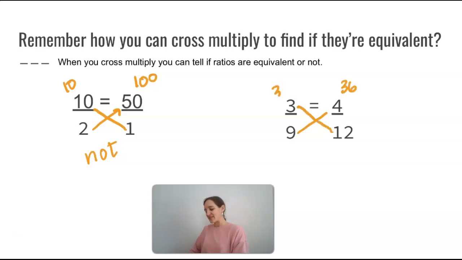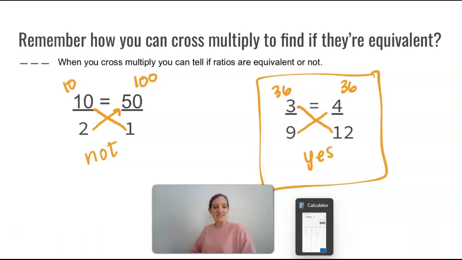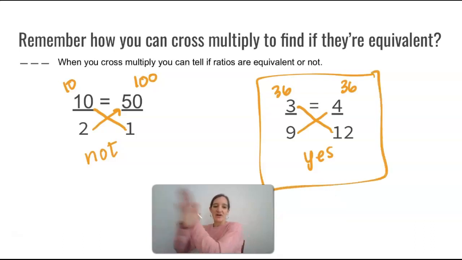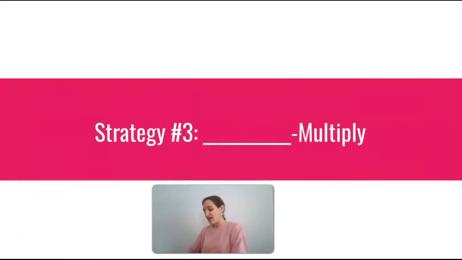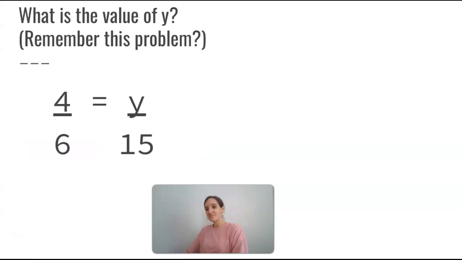12 times 3, I get 36. Yes, these are equivalent. So when we're finding unknowns in equivalent ratios, we're working with problems like this, where both of the ratios, when you cross multiply, end up with the same number. We're going to use that to help us find an unknown value in one of these ratios. So the strategy is to cross multiply, and I'm going to show you what that means.